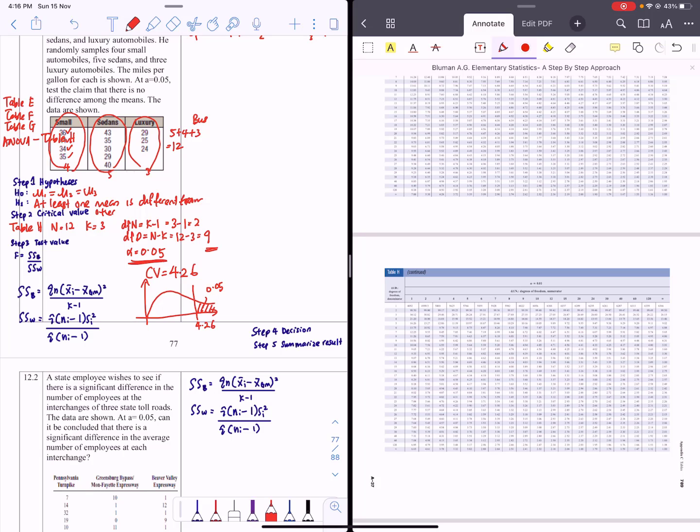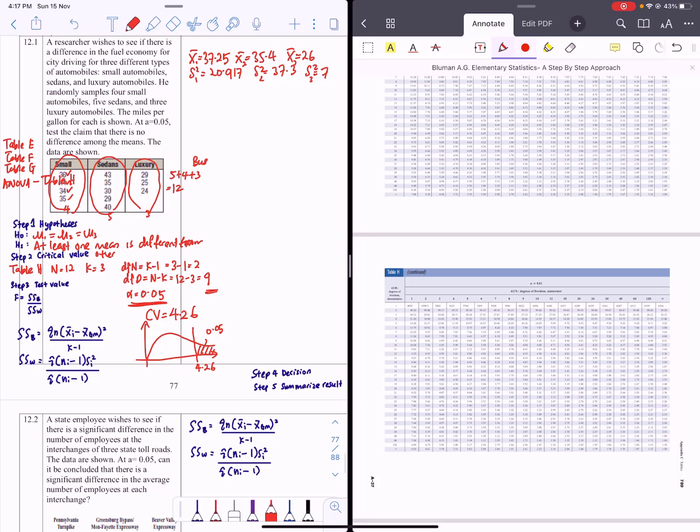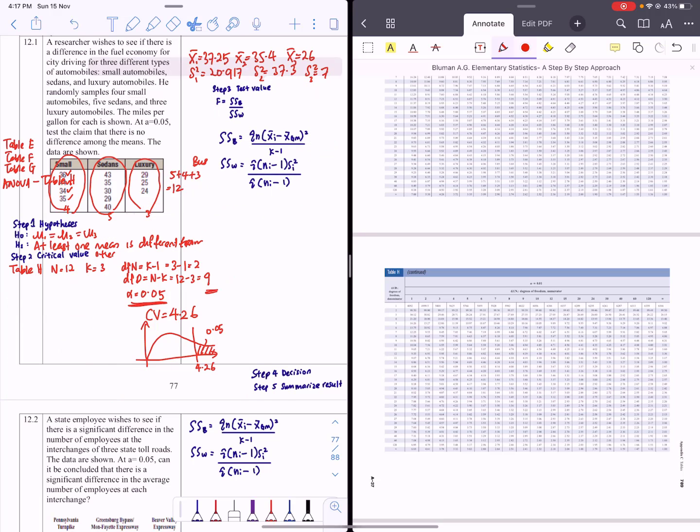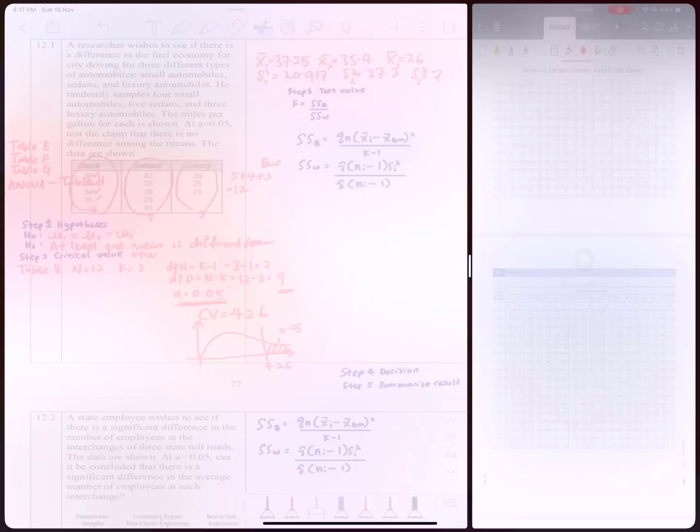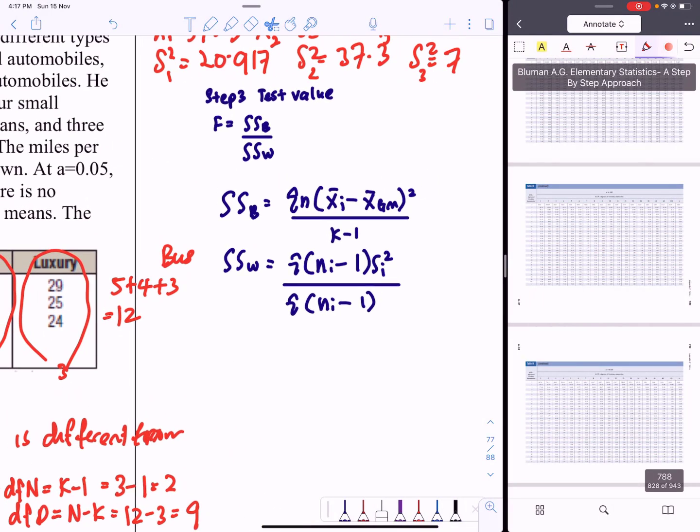Okay, they're quite different from the previous tables G, F and E. Okay, we finish about the critical value. Now come with the test value. Test value here is quite difficult, because they have many formulas that you need to do.